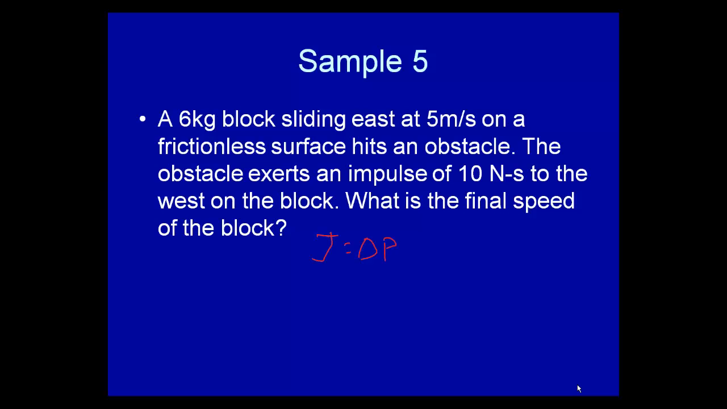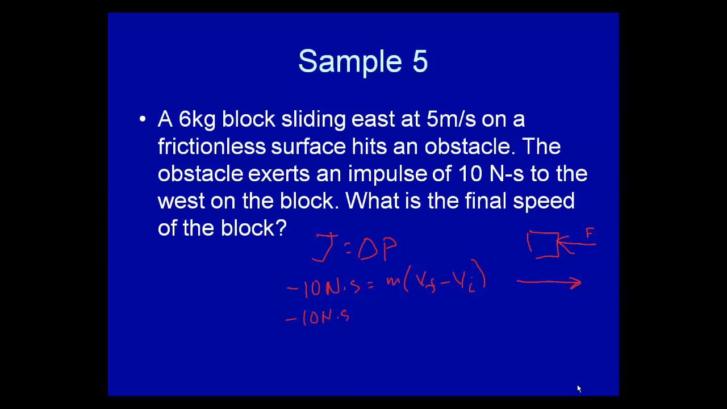So we know that J is equal to delta p. Now remember, the block is sliding to the east, and I'm going to call that direction positive, but the force is acting back to the west. So since the force is acting back to the west, the force is going to be negative. So that 10 newton seconds is actually a negative impulse. It's slowing the object down. That's equal to m times (vf minus vi).